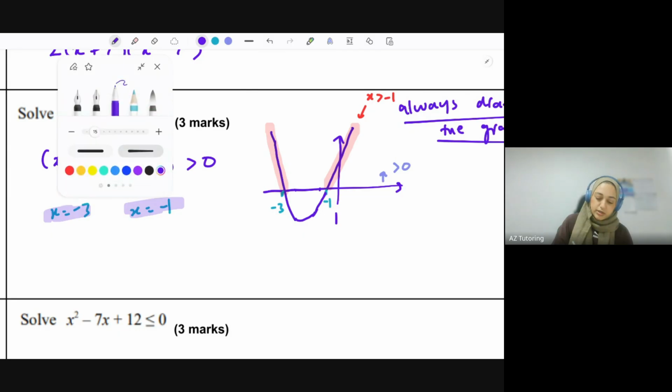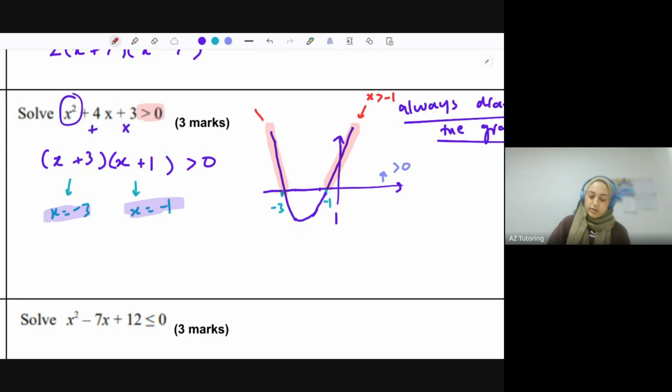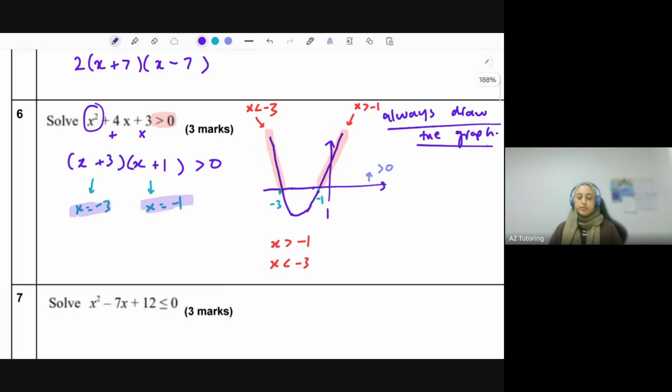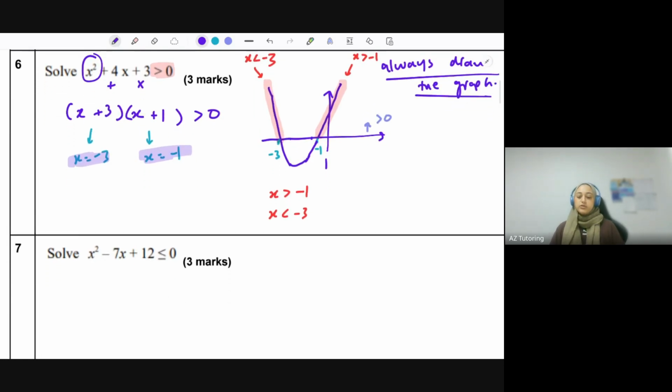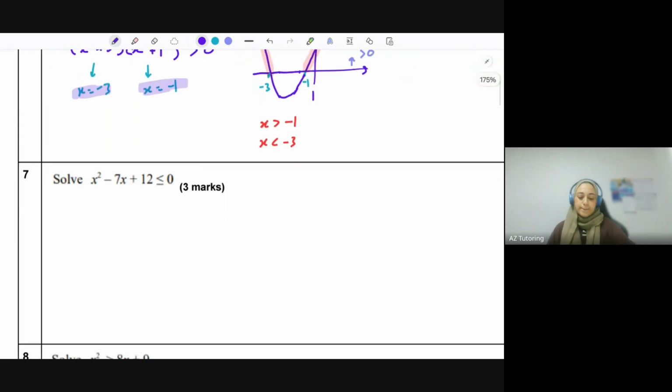Now we need an inequality that represents this tail here. This exists for all x values less than -3. So that's my inequality, x less than -3. It's not more than, because more than -3 is down here. So that's my answer: x is more than -1 or x is less than -3. That's the reason we draw the graph, so we know which inequality to take. It can be slightly confusing at first. You might not have seen this yet in school, but this is quite common on a higher paper, so definitely know how to do this.